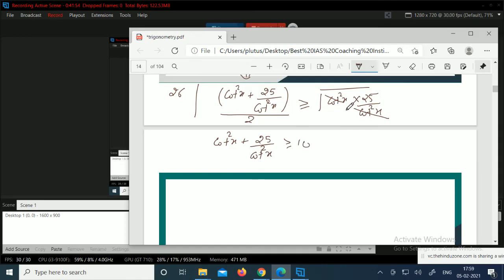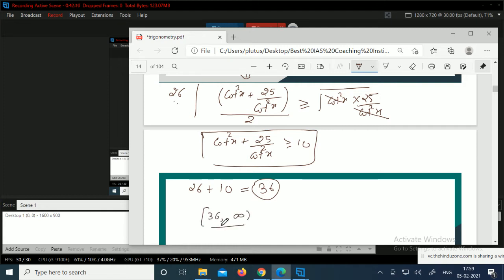Right? So what will be the minimum value of this? Because this is 10, so 26 plus 10. So we can say the whole expression's minimum value is 36. So we can say the whole expression's range is 36 to plus infinity, greater than or equal to 36. Because this expression's minimum is 10. Now if I put the minimum value, then this whole expression is 36. Otherwise, this is greater than 36. So this is our range.